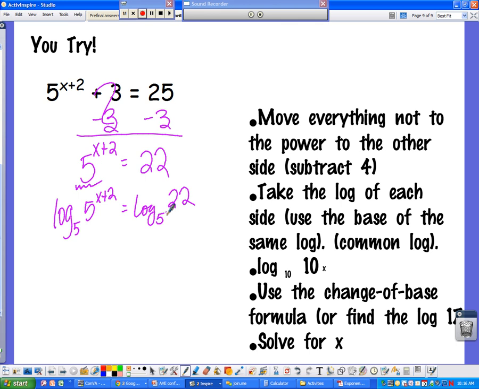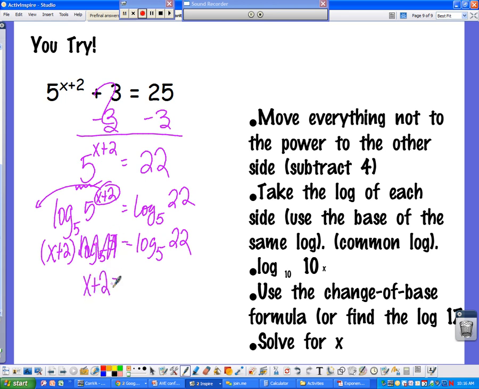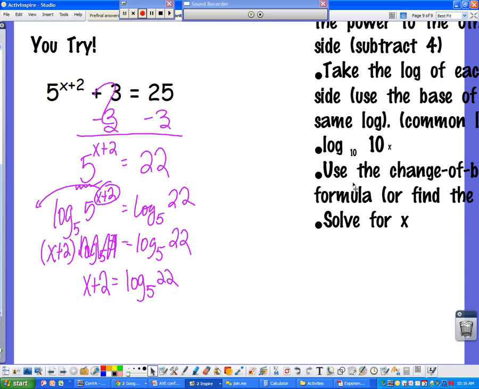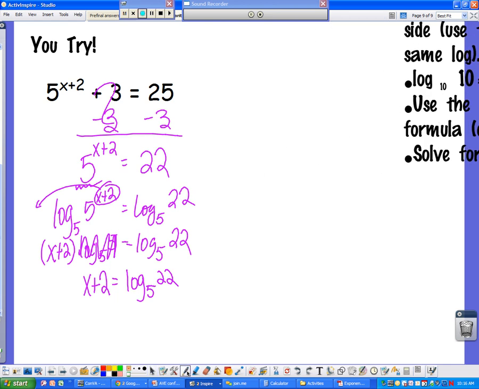So the exponent comes out front. x plus 2 times log base 5 of 5 equals log base 5 of 22. So when the base of the log and the number are the same, remember they go away. So x plus 2 is all that's left over here. And so I get log base 5 of 22. Well, before we can just subtract 2, we actually got to find what that log base 5 of 22 is. And the best way we can do that is the change of base formula.